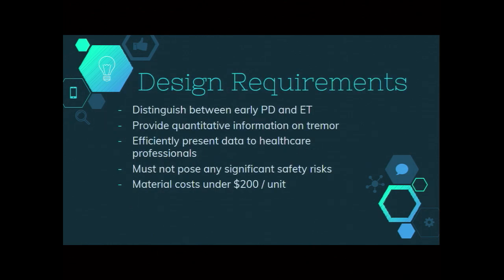There's a need for a device to distinguish between early stages of Parkinson's disease and essential tremor. This is based off of the lack of quantitative information on tremor. We need to efficiently present data to healthcare professionals, not pose any significant safety risks, and have materials cost near $200 per unit to ease adoption into clinical settings.